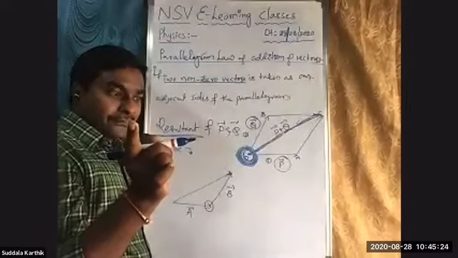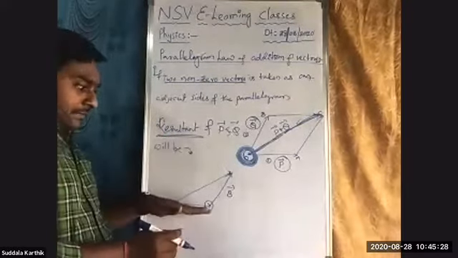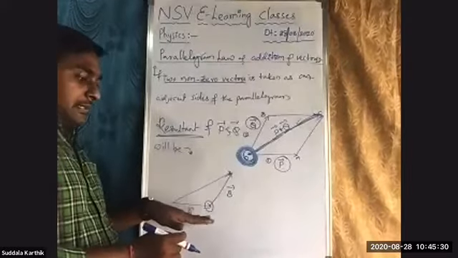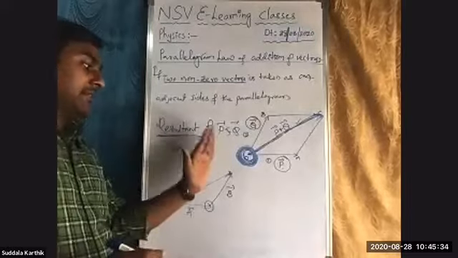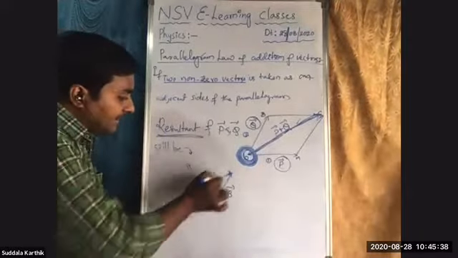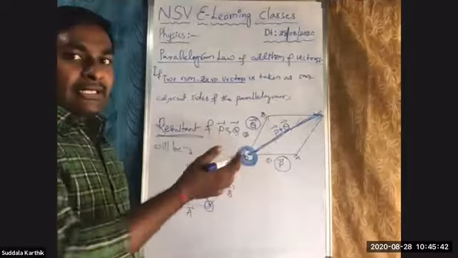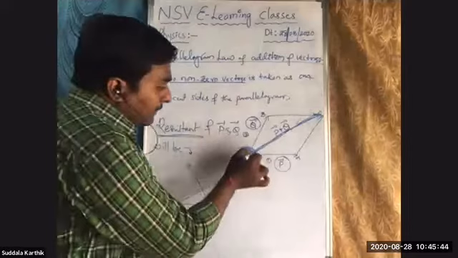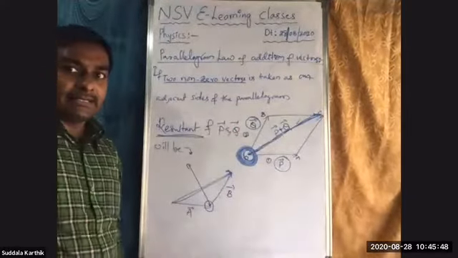She is asking that in the triangle of addition of vectors there are two vectors. You have taken the first vector like this, the second vector like this, and the resultant not like this but like that. But in the parallelogram law, you have not taken it like that; you have taken the intersection point. Why, sir?